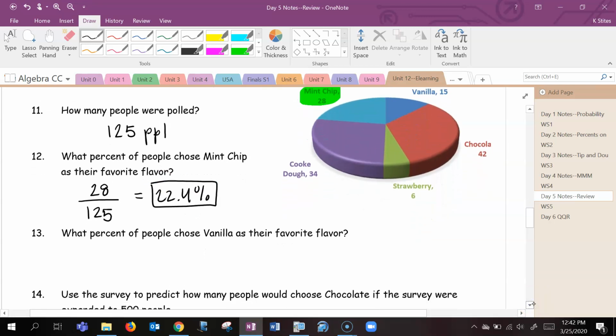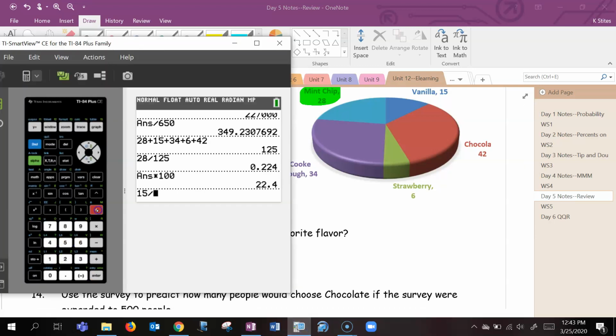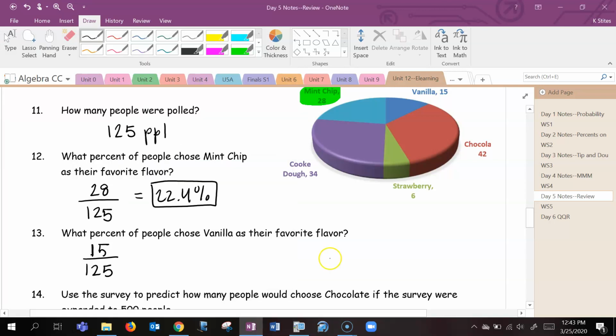And we'll do the same thing again, only with vanilla this time. So 15 chose vanilla out of our 125 total people. And 0.12 is just 12%.